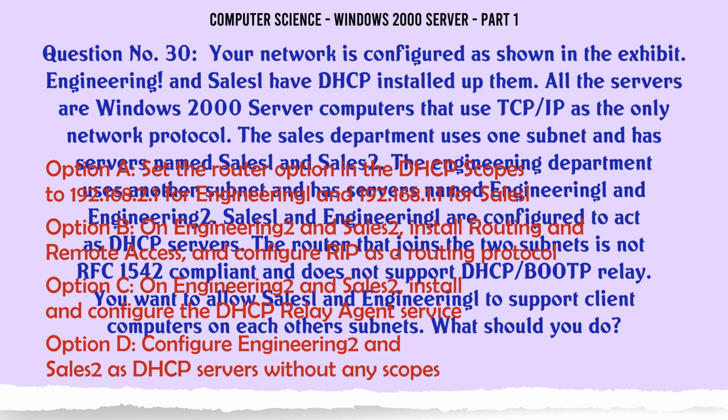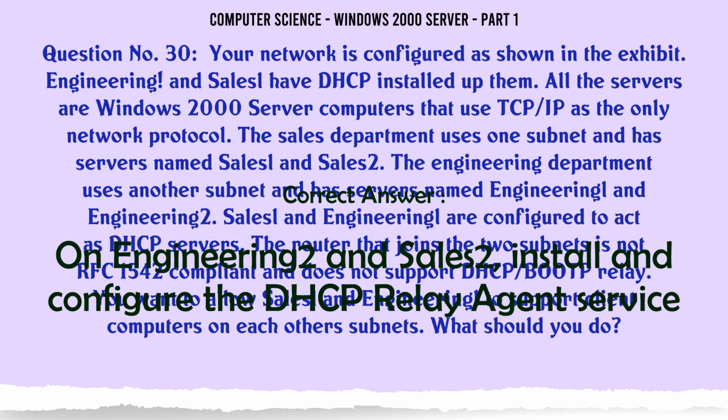C. On Engineering2 and Sales2 install and configure the DHCP relay agent service. D. Configure Engineering2 and Sales2 as DHCP servers without any scopes. The correct answer is: on Engineering2 and Sales2 install and configure the DHCP relay agent service.